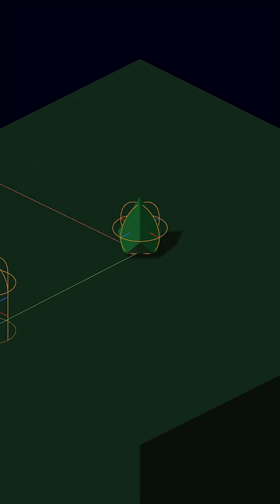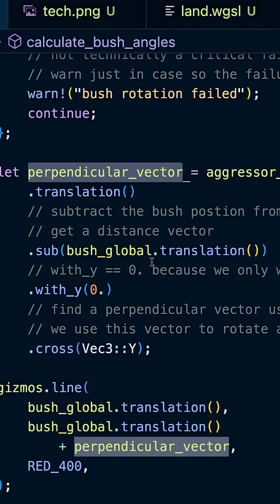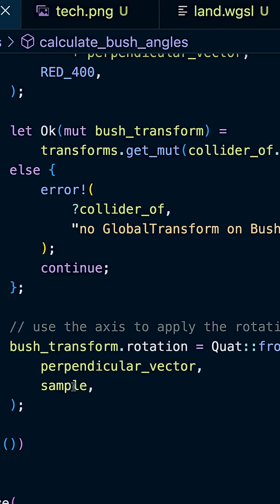It's the player position minus the grass position. We zero out the y-axis, so we end up with the vertical axis being 0 and the xz being on the plane. And we take the cross product with the y-axis that we just zeroed out, so 0, 1, 0. And that gives us that perpendicular vector that we were talking about. Given the angle that we're supposed to rotate around that vector and the vector, we can create a quaternion.